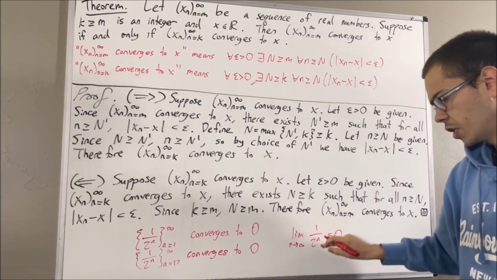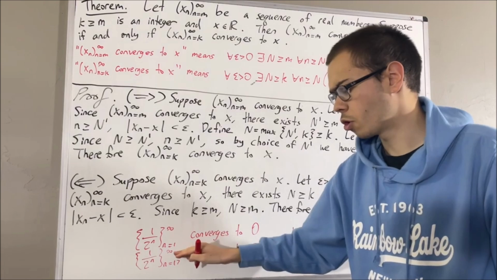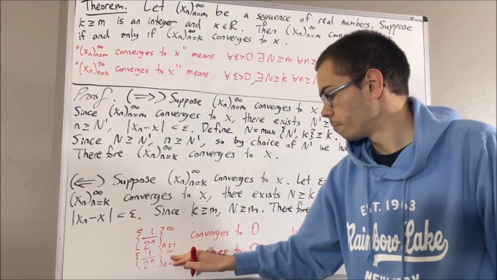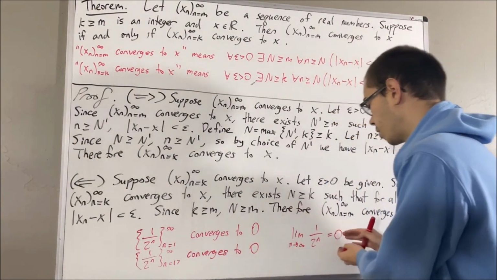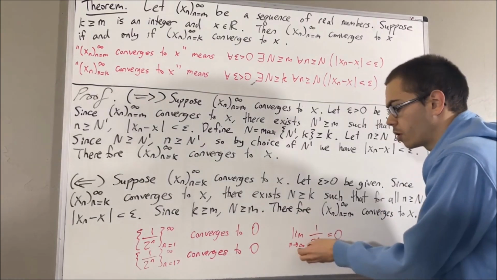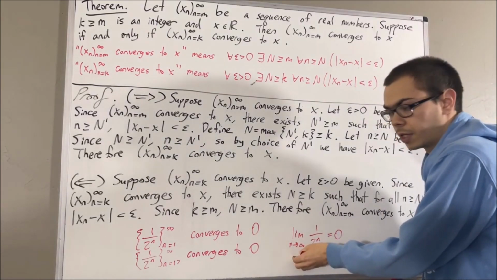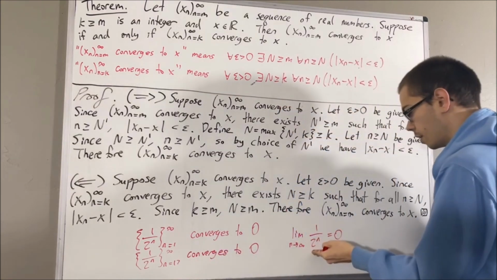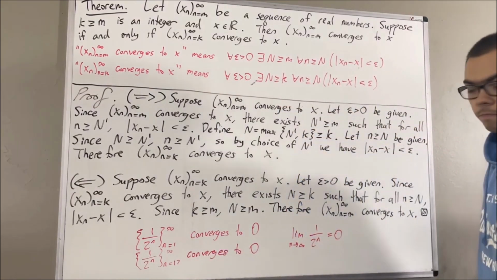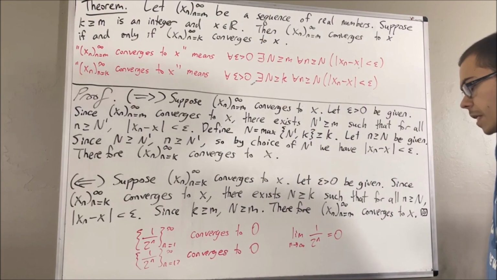But which sequence are we referring to? Are we referring to this one, or are we referring to this one? It doesn't matter because they both converge to 0, right? We don't have to specify the starting index in this notation because no matter what the starting index is, this sequence will converge to 0. And so that's essentially what's going on here.